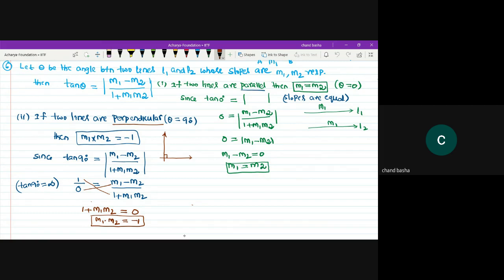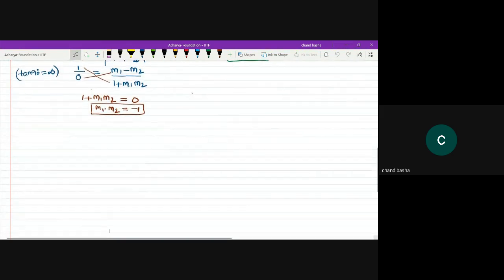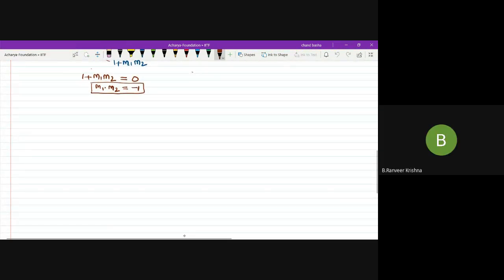Clear? I can go for the problems related to this slope. What is the formula for finding the slope, guys? Difference of y coordinates upon difference of x coordinates. First example, find the slope of the following. First problem we have. The 2 points will be given to you. A point, I'll take it as minus 3, 8. B point, I'll take it as 10, 5.